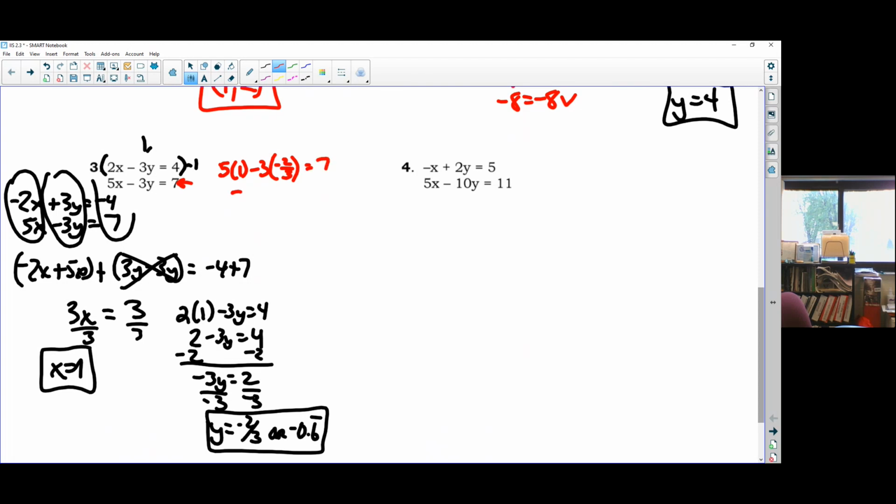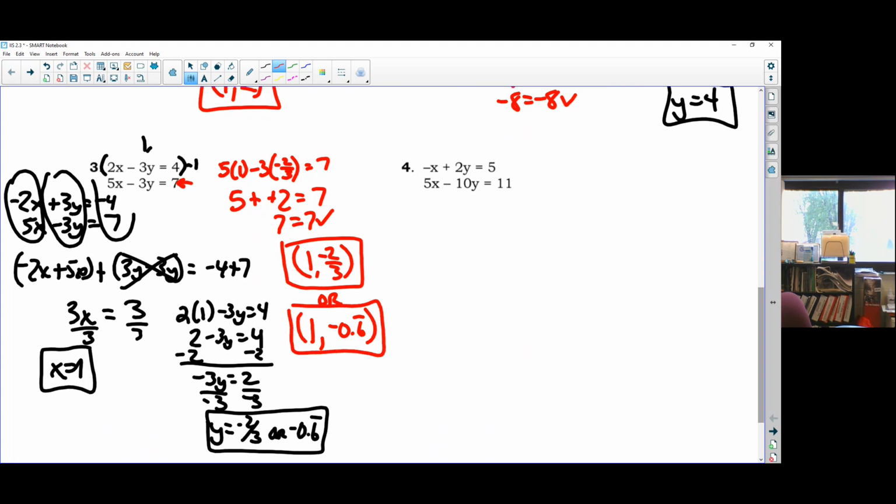Equals 7. Well, 5 times 1 is 5. 3 times negative 2/3 is negative 6/3, or negative 2. We got the double negative, which means we change it to a plus. 5 plus 2 is 7. 7 equals 7, so we have the right answer. And I can write my answer two ways. I can write it using the fraction, or I can write it using the decimal. Either way is correct. That is where the two lines intersect.